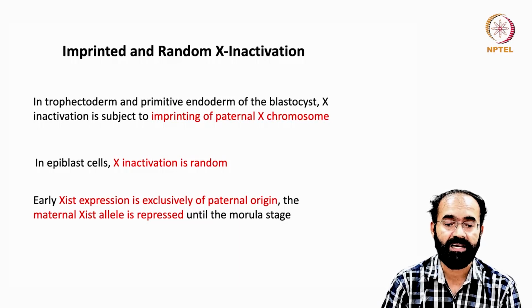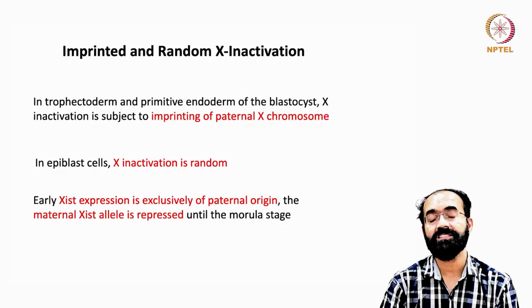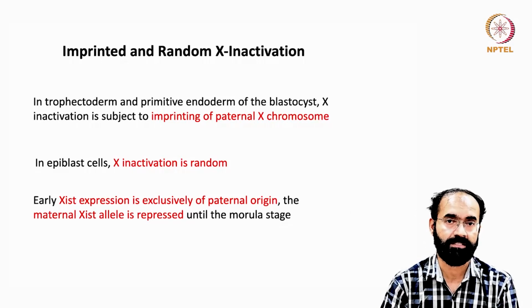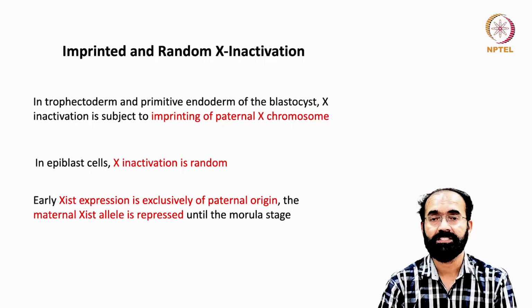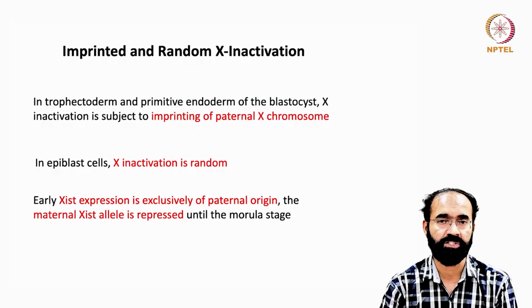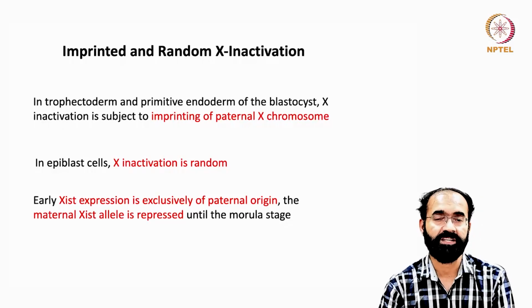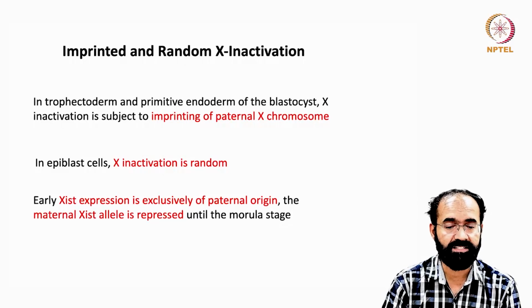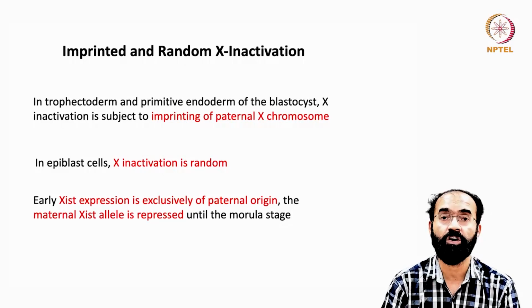In epiblast cells, X inactivation is random. And remember, the epiblast cell is the one which is going to become the embryo, the actual organism. The other part is not going to become the organism. It becomes the extra-embryonic layers and other tissues, such as supporting structures like the placenta. So early Xist expression is exclusively of paternal origin.